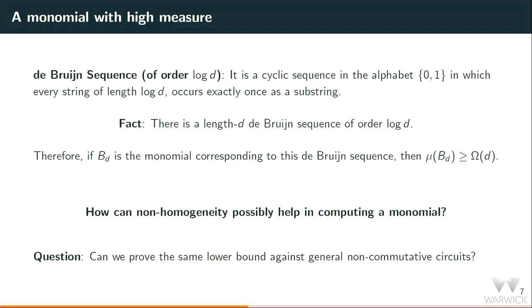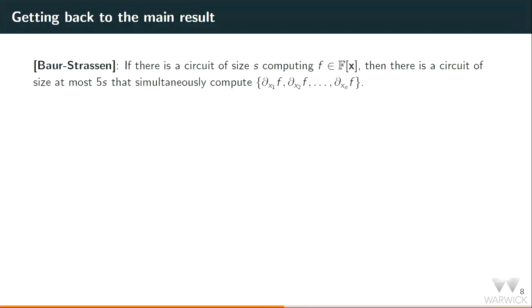Okay, so this is for a single monomial. Now what I promised you is an exponential lower bound against this ordered version of the symmetric polynomial. The way we get to that is by using this result of Baur and Strassen.